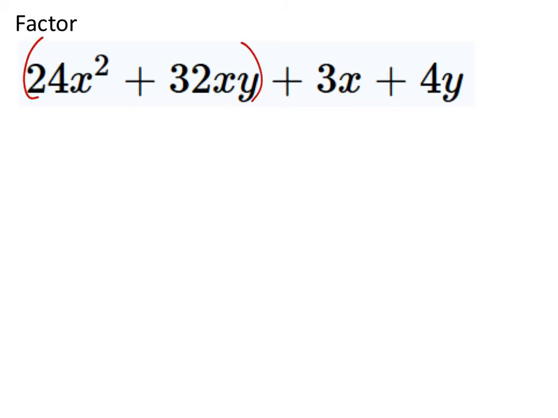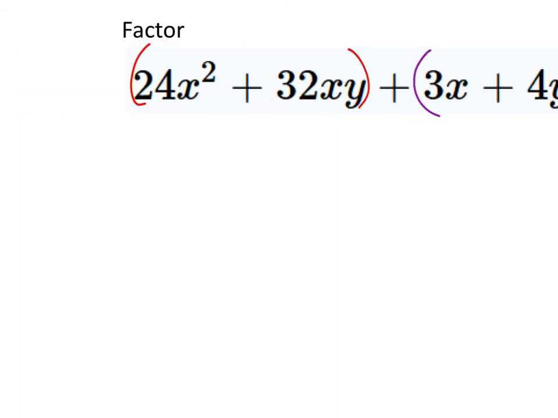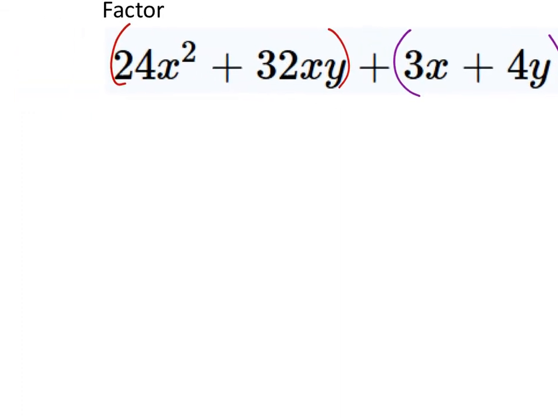So we'll start with this set, and then we'll move on to this purple set right here. Again, if that was minus between these two, we'd have to be careful with how we're doing this. All right, so let's look at the 24x squared plus 32xy.